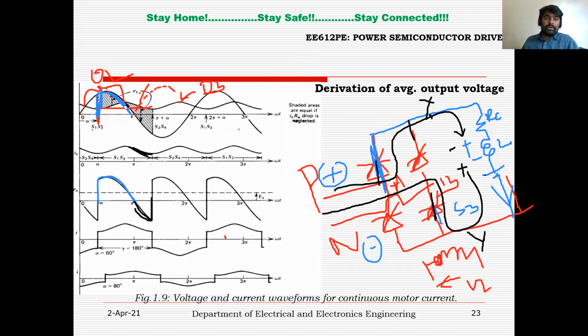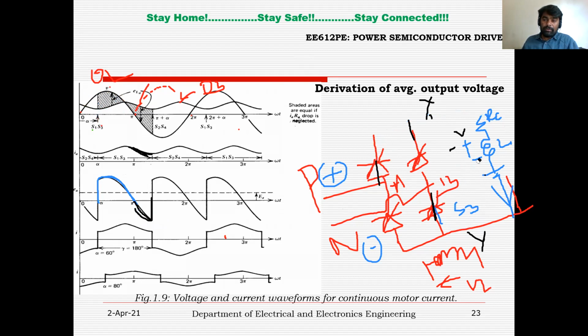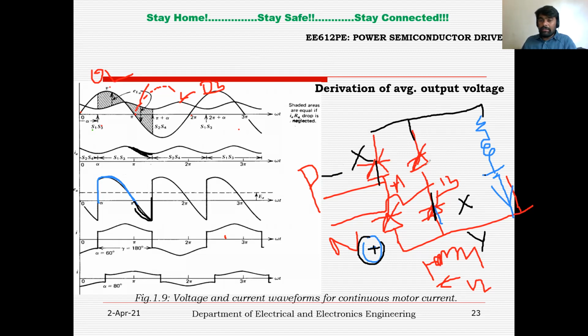Similarly, during the negative half cycle, two devices will be in forward bias condition and two devices will be in reverse bias condition. Now you can see S1 and S3 will be in reverse bias condition, because now P should be connected to negative and N should be connected to positive. So if that is the case, S1 and S3 are in reverse bias condition. Only S2 and S4 are in forward bias condition.